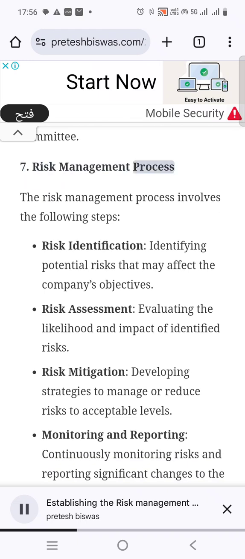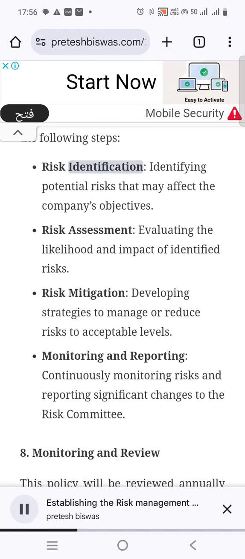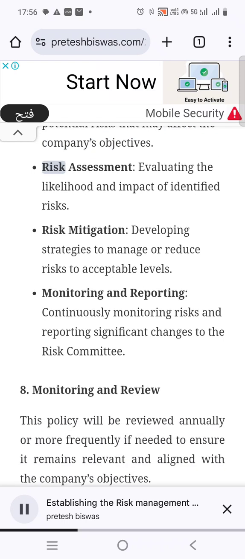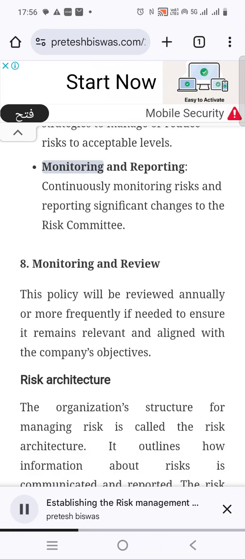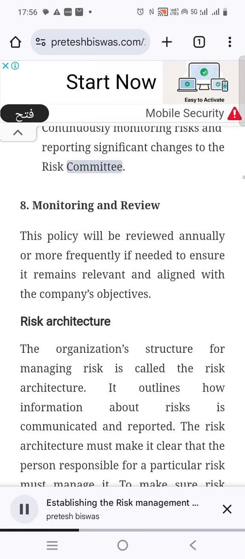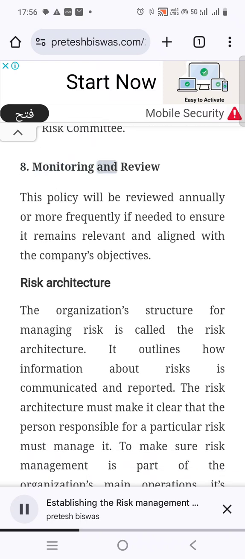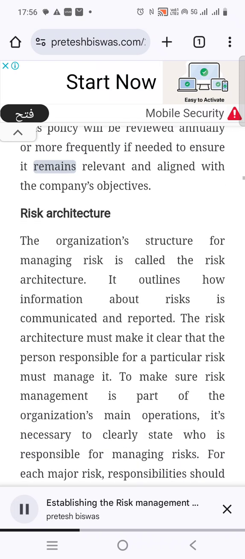7. Risk management process. The risk management process involves the following steps. Risk identification. Identifying potential risks that may affect the company's objectives. Risk assessment. Evaluating the likelihood and impact of identified risks. Risk mitigation. Developing strategies to manage or reduce risks to acceptable levels. Monitoring and reporting. Continuously monitoring risks and reporting significant changes to the Risk Committee. 8. Monitoring and review. This policy will be reviewed annually or more frequently if needed to ensure it remains relevant and aligned with the company's objectives.